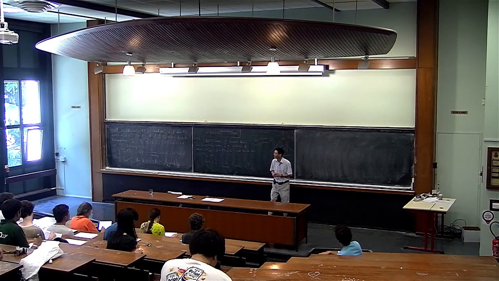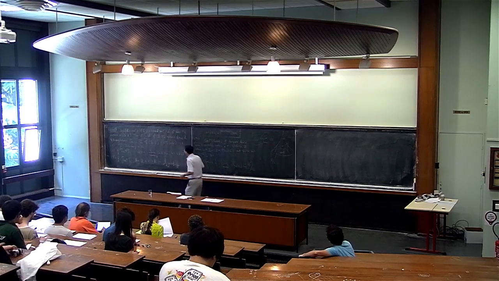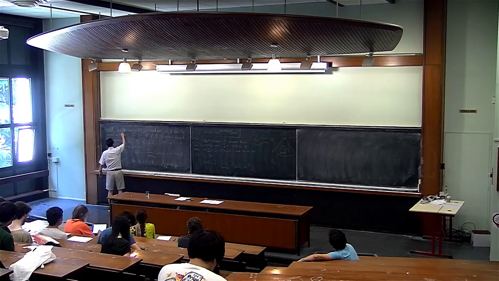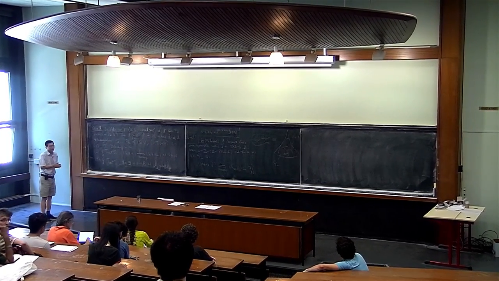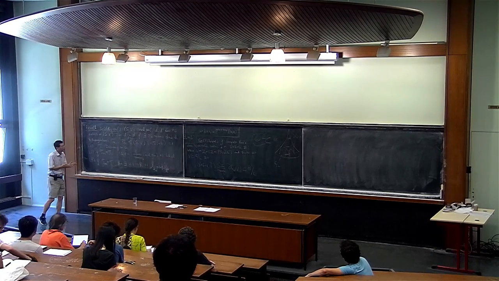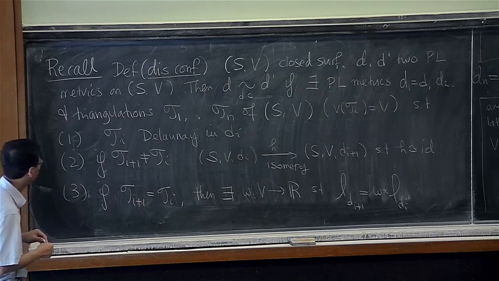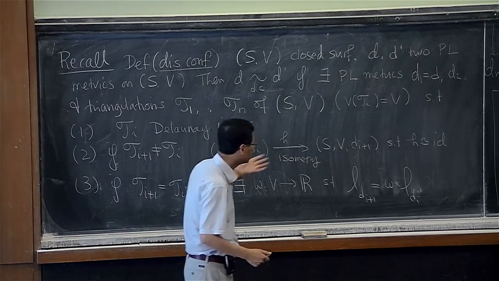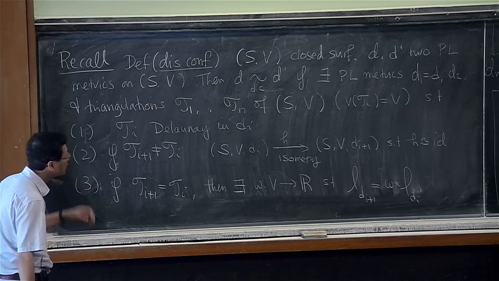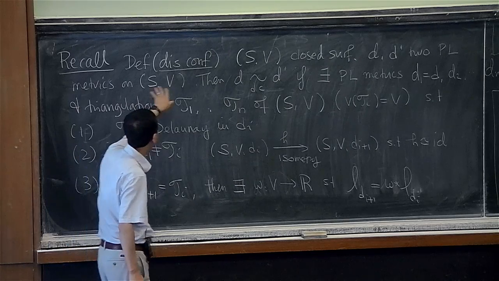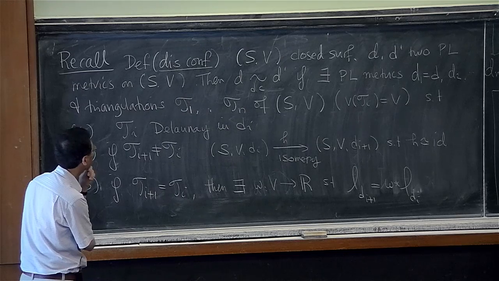Maybe let me start. So first, I'd like to recall the definition. This definition is complicated. I'd like to say a little bit more to convince you that this is a reasonable definition. And then I will explain the underlying geometries of it. And also, I will relate the theorems that we proved to some classical theorems. So let me just recall the discrete conformality that we defined last time.